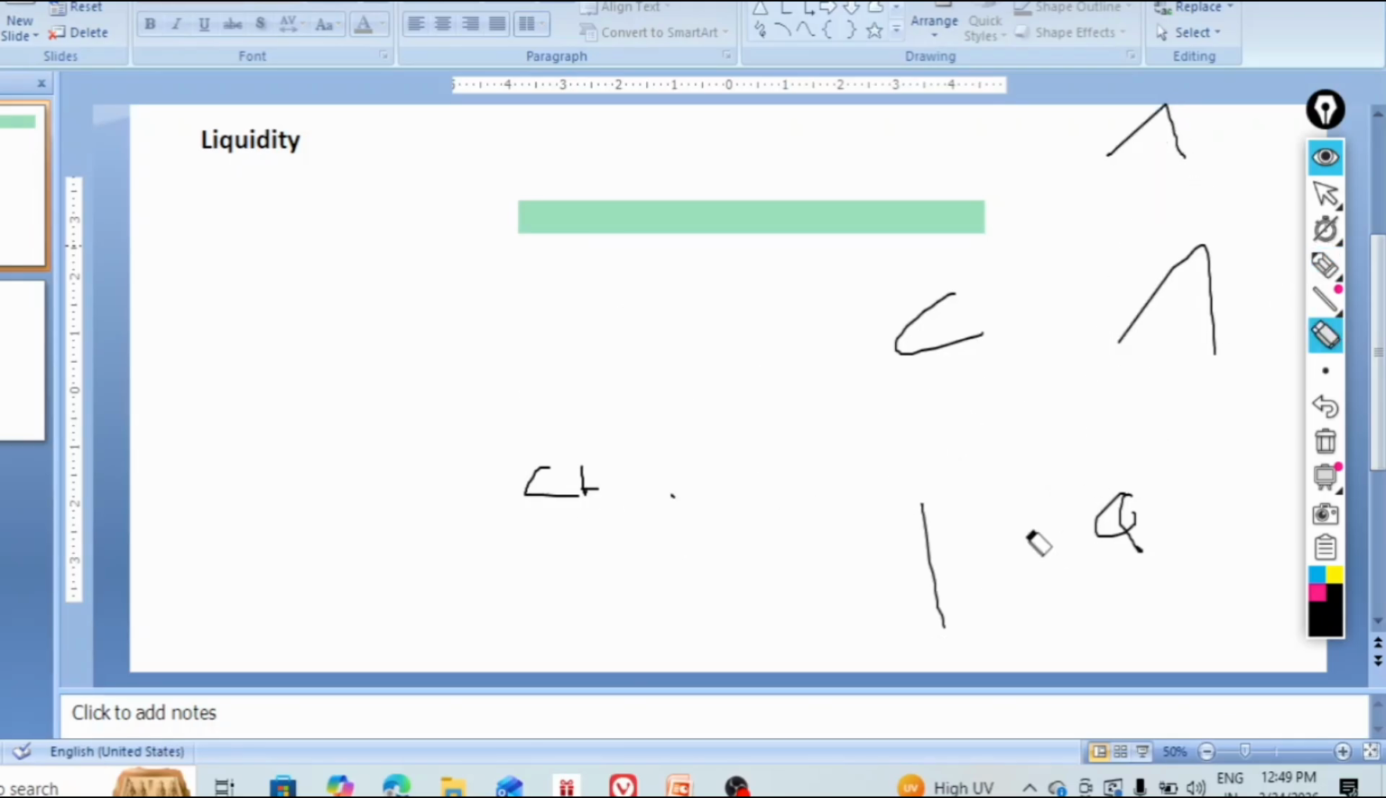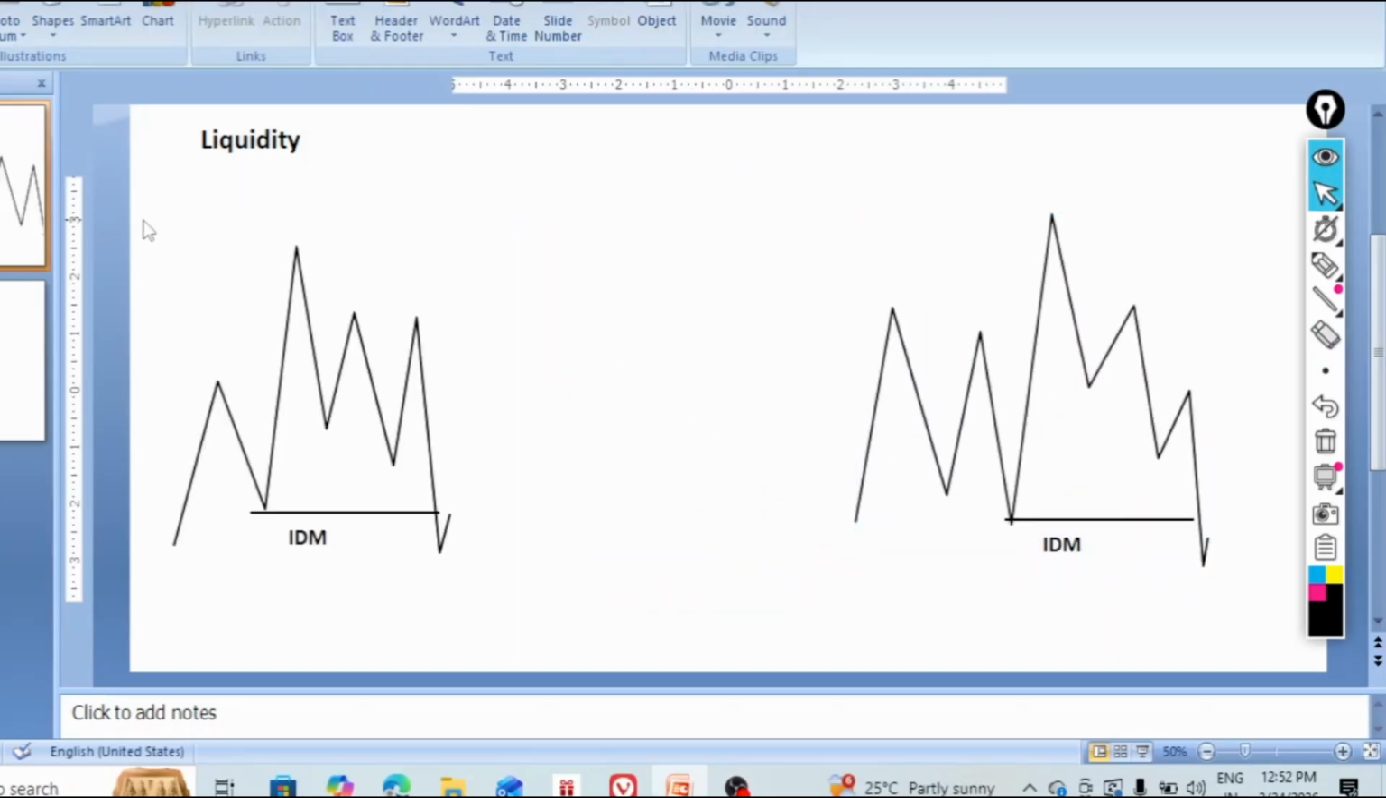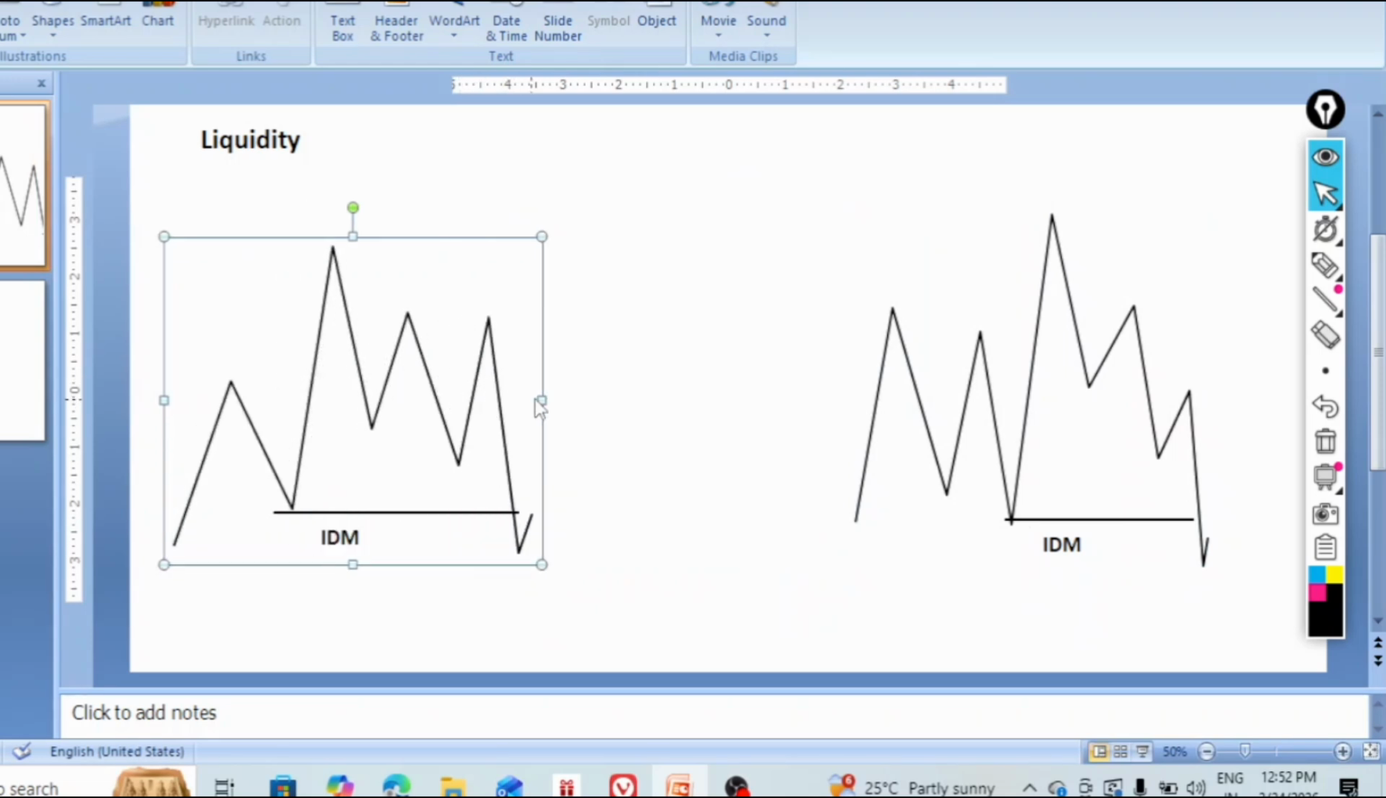Okay, so that's all liquidity. We find the liquidity in the market. Okay, and then the inducement level will be the liquidity. Let me just explain this inducement. The inducement right here, is this a strong inducement or a weak inducement?